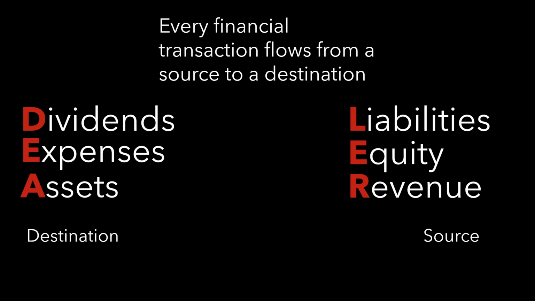So generally there's only three sources of income, and the destination is either dividends you pay back to shareholders, or expenses like wages and rent, or you buy assets to grow your business, which can be equipment or properties.